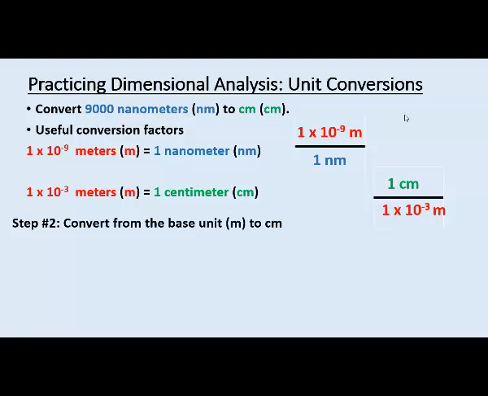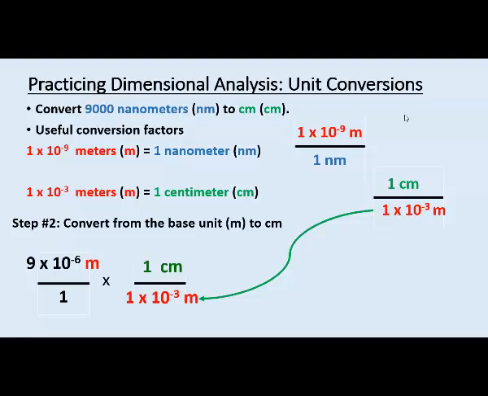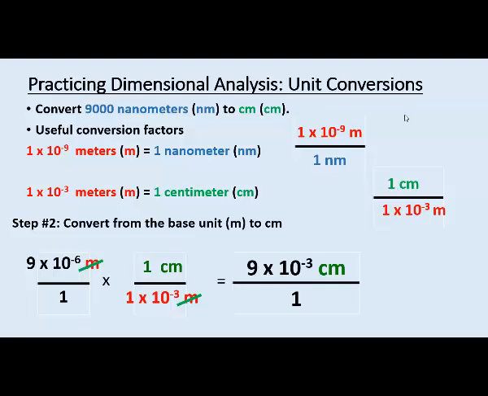So okay, I'm going to take my value in meters that we calculated in step 1 on the previous slide. So I take 9 times 10 to the negative 6 meters as a fraction. Now I'm converting from meters to centimeters. So I need to use a fraction that will have meters in the denominator and centimeters in the numerator, at the top of the fraction. So I'm taking 1 centimeter over 1 times 10 to the negative third meters. I can see by putting the meters in the denominator here, I will cancel out my units of meters, and I'll end up with an answer in centimeters. So I converted to 9 times 10 to the negative third centimeters as my final answer.